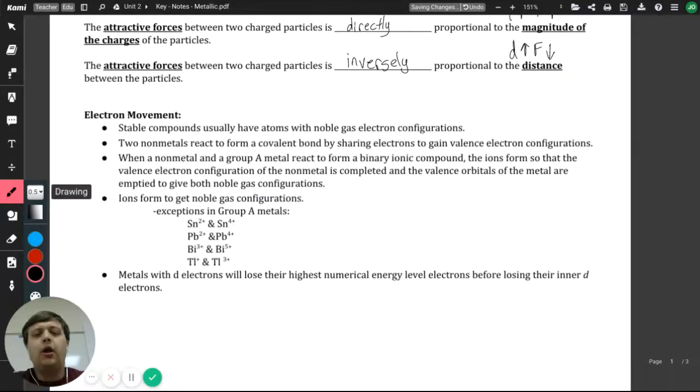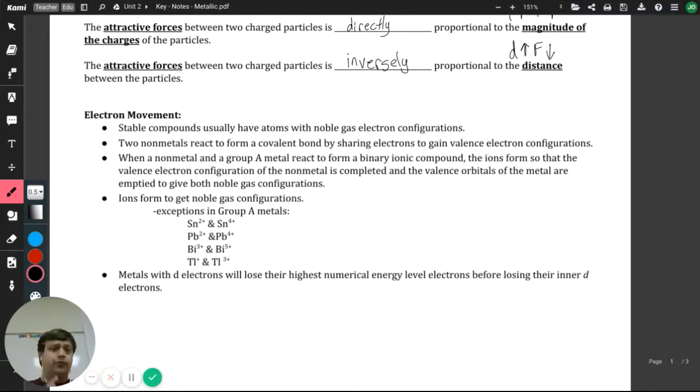All right, so now we've got an idea about what's going on with our attractive forces, with the distance and the charge, and how that actually affects whether or not a bond will form. So let's talk about that bond forming. Bonds form with the electrons. All those types of reactions are going to happen inside of our electron cloud. And when we're looking at that bond that forms, stable compounds are usually going to have a noble gas configuration. So they're usually trying to get that full valence shell.